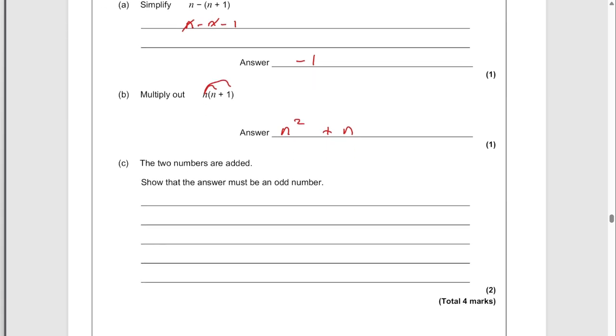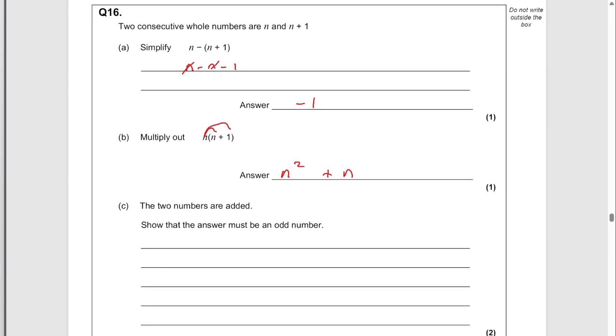Part C, the two numbers are added together, show that the answer must be an odd number. So we're doing n plus n plus 1. So that's going to give us 2n plus 1. And we know that anything times by 2 must be equal to an even number. So we're doing an even number plus 1, which must be an odd number. Because if you add 1 to any even number, you will get an odd number.